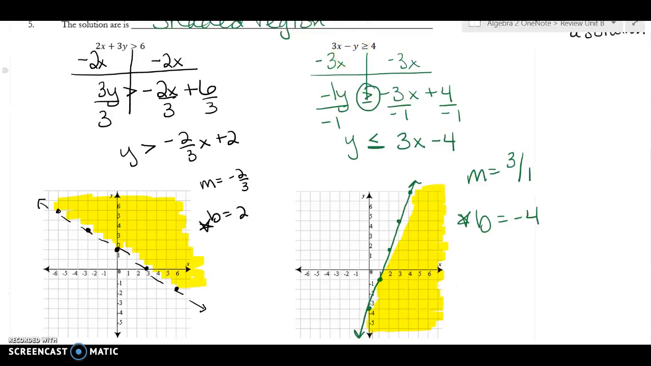Okay, all right, so when we graph these, again, the first step you have to do is solve for y. Then you're going to graph your y-intercept and your slope, and then you determine if it's a solid or dotted line, and then you figure out your shaded region.